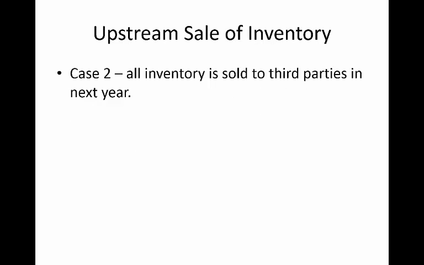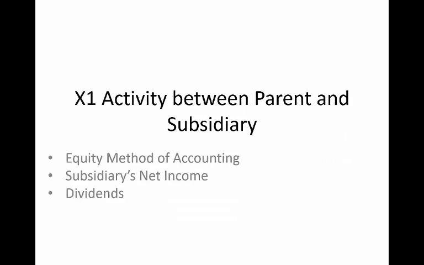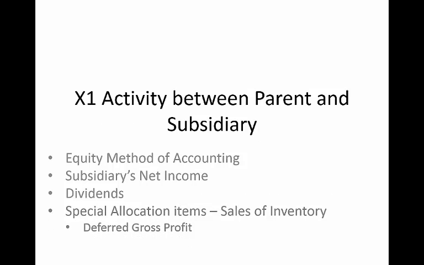Subsidiary buys the goods from a third party, sells them to the parent, and the parent later sells those goods in the succeeding year, not in year 1. Okay. We're still concerned with the equity method of accounting, but we're going to add one layer to it this time, and that is going to be any special allocation items we may have for deferred gross profit.